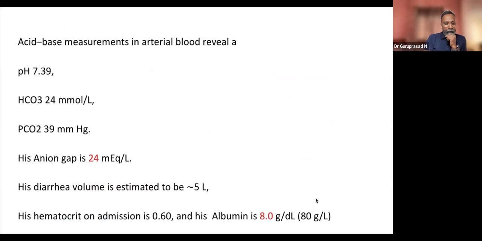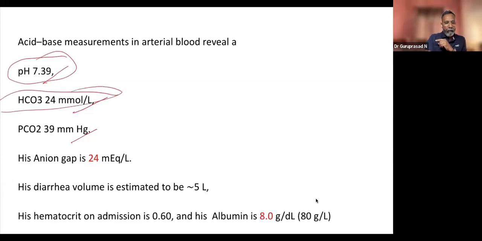The pH is 7.39, which is almost normal, and the bicarb is 24, which is also almost normal. And PCO2 is 39. But you can't just leave it at this level. The patient is sick, but the ABG looks normal. So never look at the ABG alone. When you get an ABG, always ask what is the history, because all the values are normal. The pH, the bicarb, and the PCO2 are almost normal, but the patient is sick.